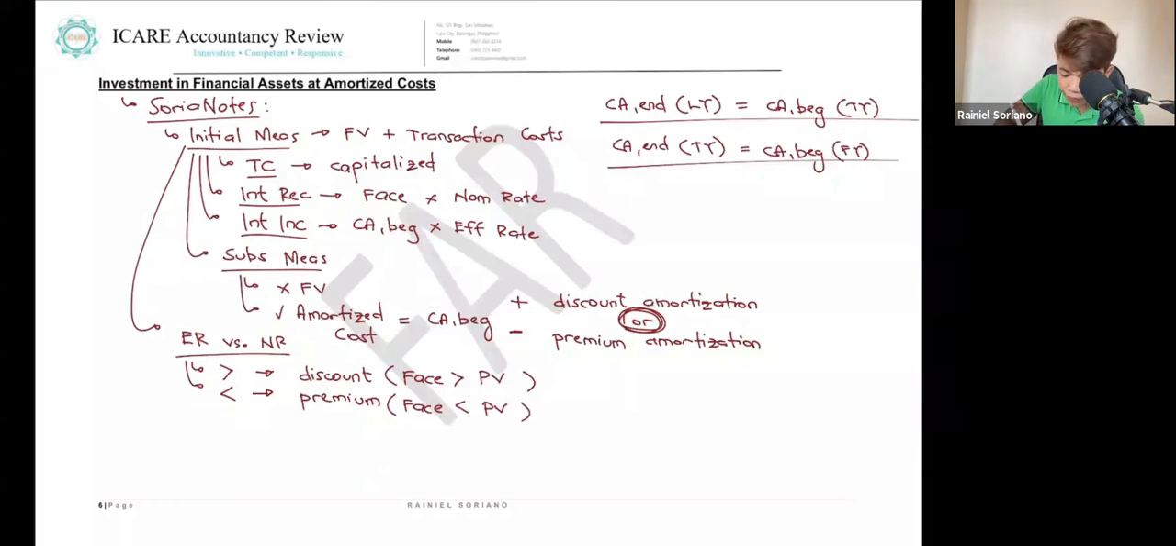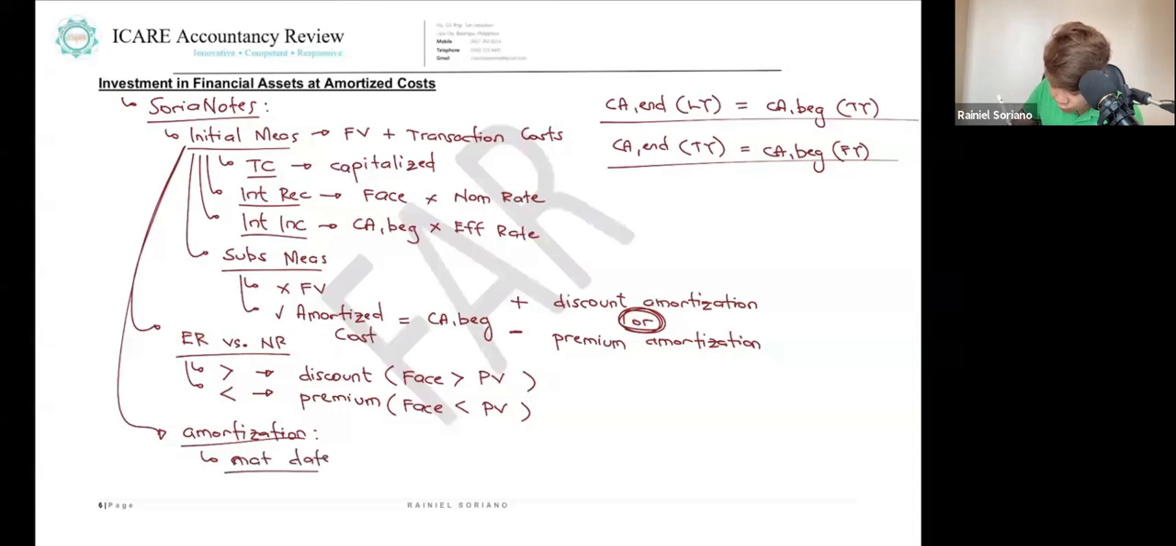Okay? So ngayon ganito. What is the goal of amortization? Kailangan kasi nating malaman kung ano yung concept ng amortization, ano yung goal ng amortization para mas magets natin kung bakit ganito yung ginagawa natin. Okay? The goal of amortization is that at the end or at maturity date, see to it that what? See to it that this time, the face amount will be equal to what? Will be equal to the carrying amount.